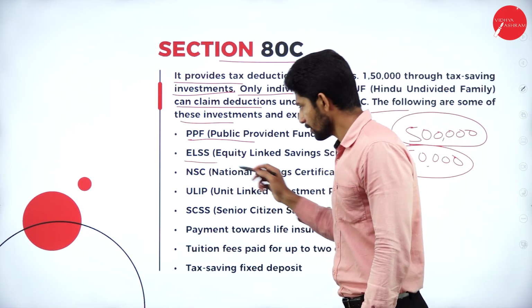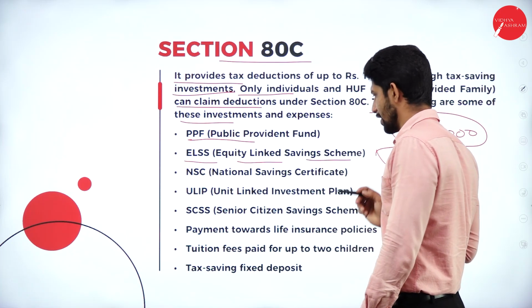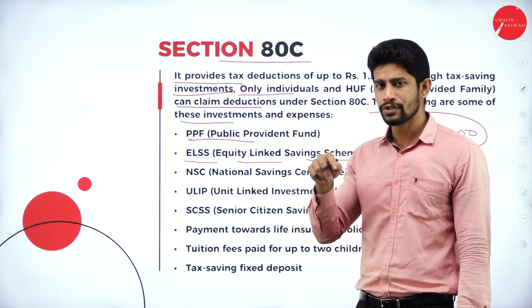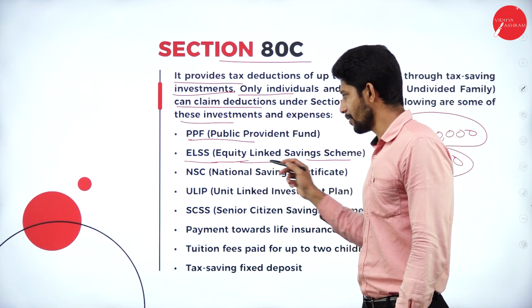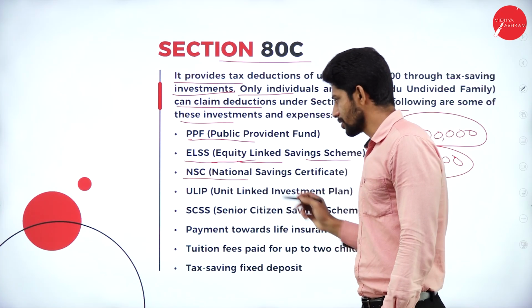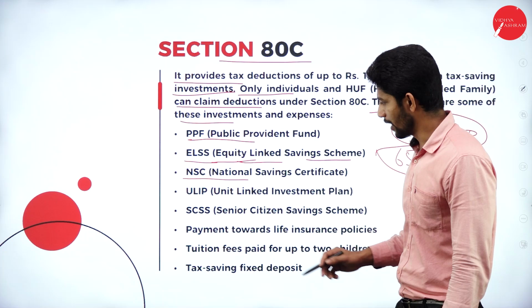Next one, ELSS, that is Equity Linked Savings Scheme. You can also invest in this particular scheme under section 80C, and you will get the deduction. And you can also purchase NSC, that is National Savings Certificate. That also comes under section 80C.